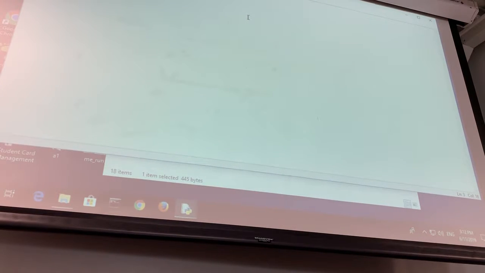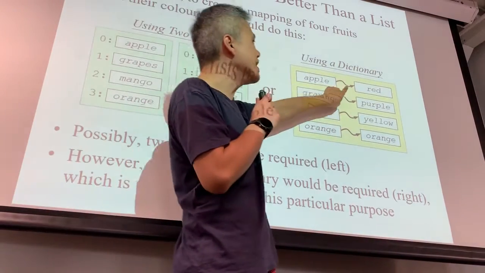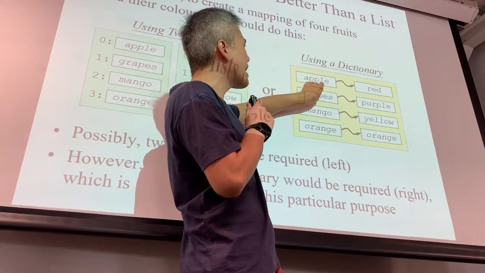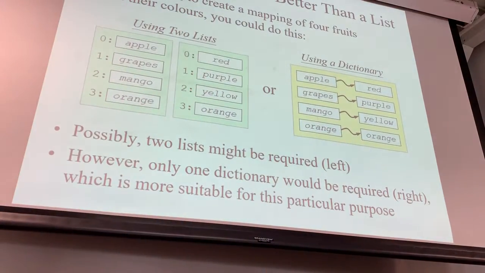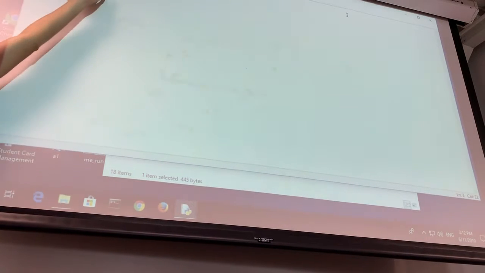This colon is not that colon. So this colon means linking together of this thing. The colon is really talking about this. So I am linking apple and red together. So apple is the key, red is the value. Okay? So then, that is one item.